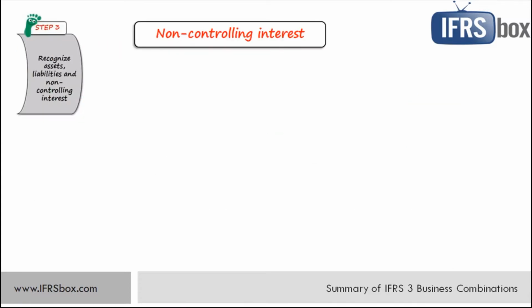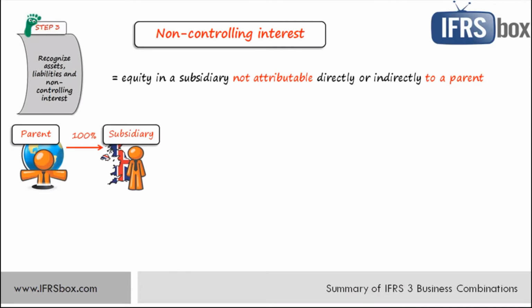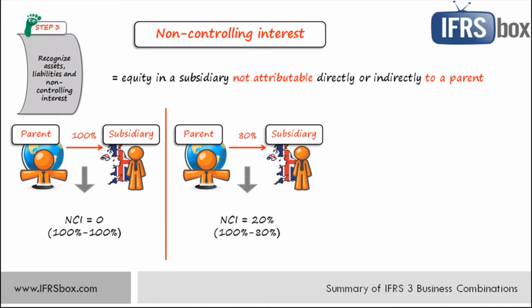What about non-controlling interest? Well, it's the equity in a subsidiary not attributable directly or indirectly to a parent. So it's that part of the subsidiary that belongs to someone else. Well, if a parent owns 100% share in a subsidiary, then non-controlling interest is 0 because the full subsidiary's equity is owned by the parent. However, if the parent owns less than 100% share, let's say 80%, then non-controlling interest is 20%. A few years ago, it was called minority interest.